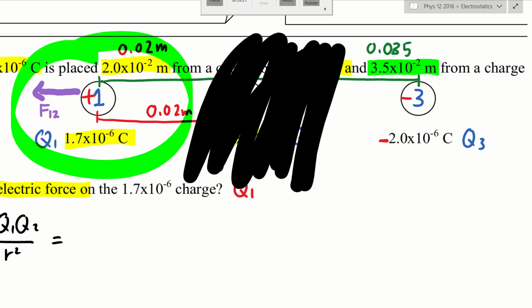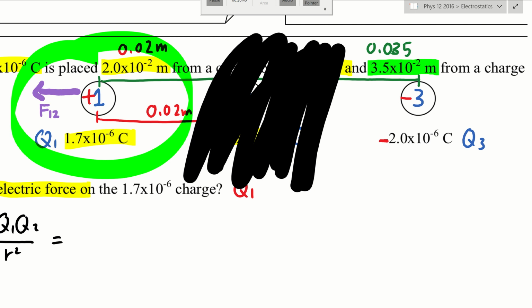Well, you say, Mr. Chang, what about the force between 2 and 3? Oh, I don't care, not because the force is not there. I don't care because the question is asking you, what is the force on 1? So I don't care about the relationship between 2 and 3. I care about the relationship between 1 and 2 and the relationship between 1 and 3.